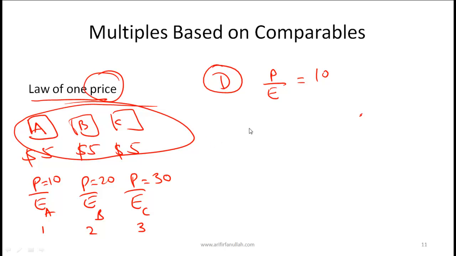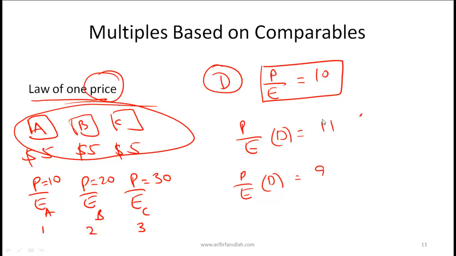But let's say that the PE ratio for D is equal to 11. What does this say? This is saying that D is overvalued, because for D, investors are paying $11 per dollar of earnings, and that seems to be overvalued relative to the industry. On the other hand, if D's PE was equal to 9, then that would imply that this is undervalued, because investors are only paying $9 per dollar of earnings, given that the industry average is 10.